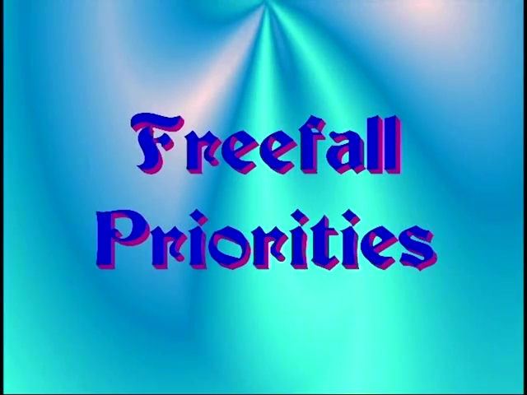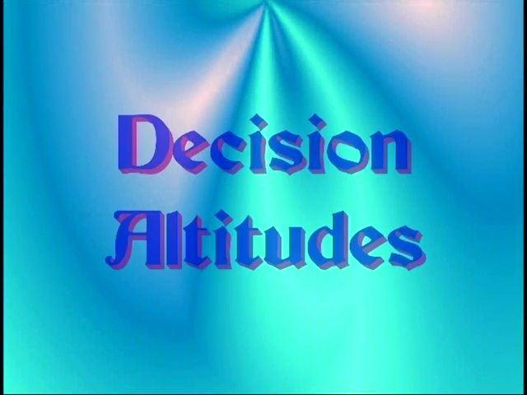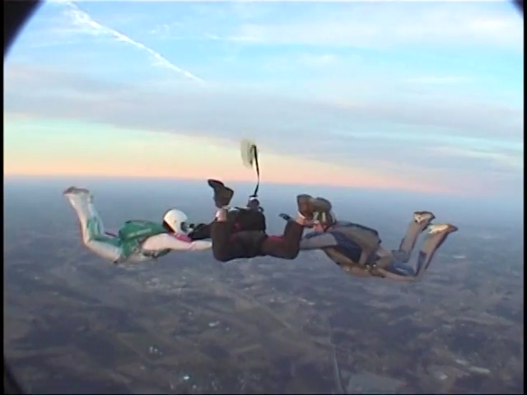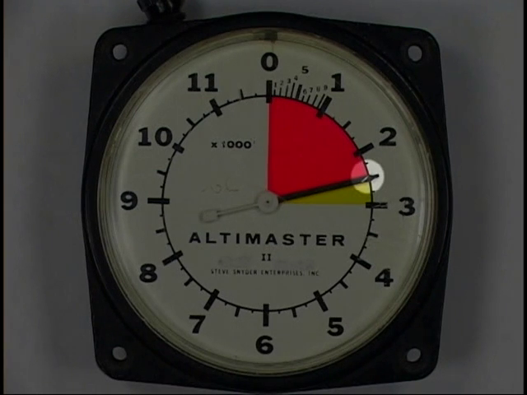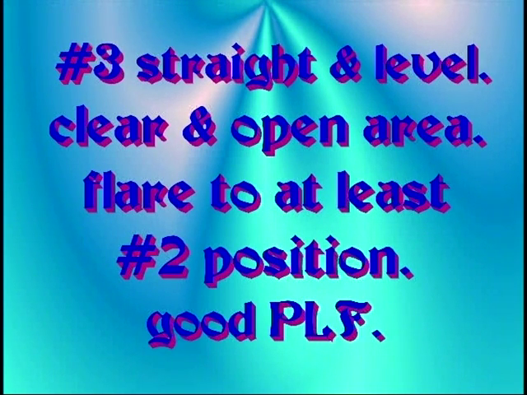First, we have the free fall priorities. And the third priority is to pull at the correct altitude while in a stable body position. We also have decision altitudes at 5,500 feet and pull by 4,500 feet. And make your decision as to whether or not you need to cut away by 2,500 feet. We also have landing priorities with a flare to at least the number 2 position and do a good parachute landing fall.